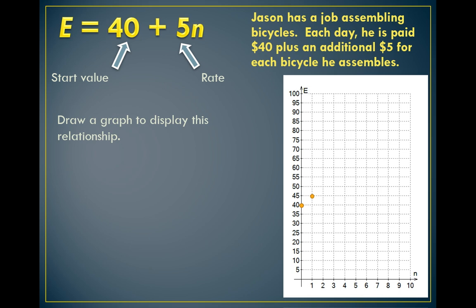What if he makes 2 bicycles? Up to 50. And maybe you don't need to keep thinking like that. Once you know the rate, maybe you're not thinking like that. You're just going, oh, up by 5, up by 5, up by 5, up by 5, up by 5, all the way along.